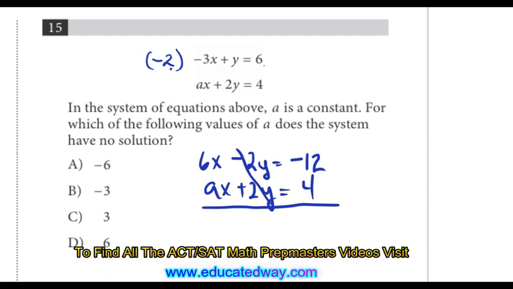-12 plus 4 is -8. So to get a false statement is what we're looking for. We need this to be 0. We need to add those together to get 0. That's an A, not a 9. We need A to be something that makes that 0.